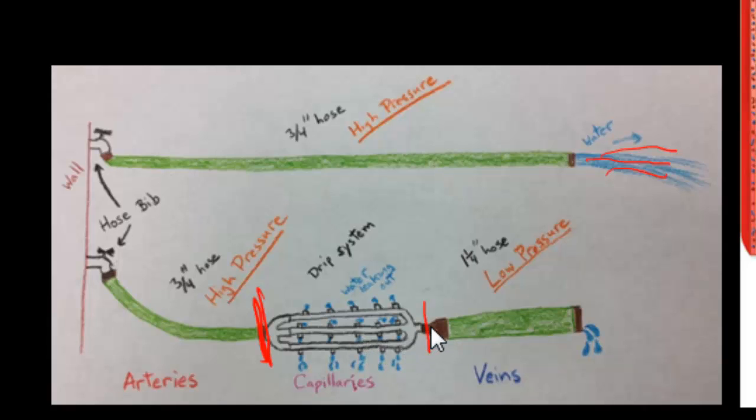And so when the water collects after passing through that drip system, whatever water is left is going to collect in these large veins. It's going to be under very low pressure. And so instead of shooting out this side like it did in the top picture up here, this side the water is going to come drizzling out because it's under low pressure. And so that's sort of like the circulatory system. We've got arteries and veins and capillaries in between.